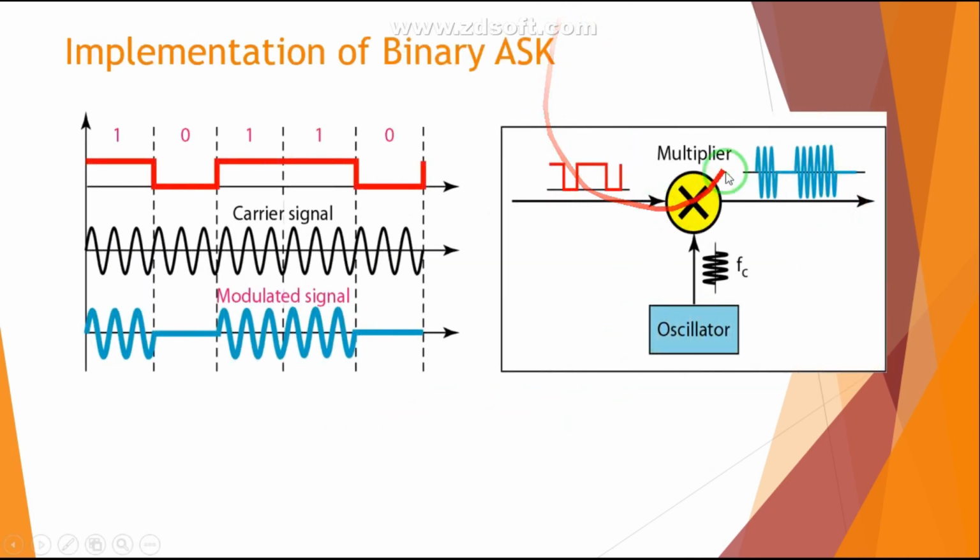This is the implementation of your binary ASK. This is your oscillator, which generates your carrier wave, and this is your digital signal in the form of 1 and 0. We call it binary because it has only 2 possibilities, either 1 or 0. When we apply these to a multiplier, the output of the multiplier is your binary ASK.